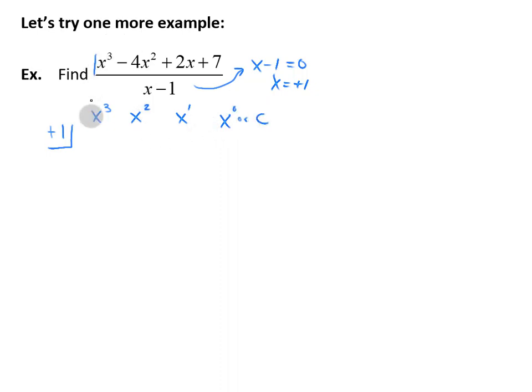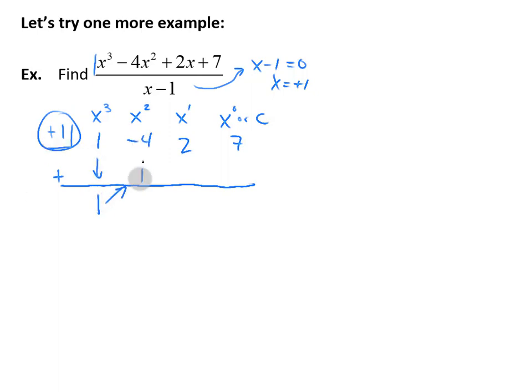And we're going to write in our coefficients, 1, negative 4, 2, and 7. Leaving a little bit of room, we're going to write a line of numbers here and our plus sign. So again, we get this started by dropping down our 1. And anything that comes below the bar, we're going to multiply by 1. So that makes it easy this time.